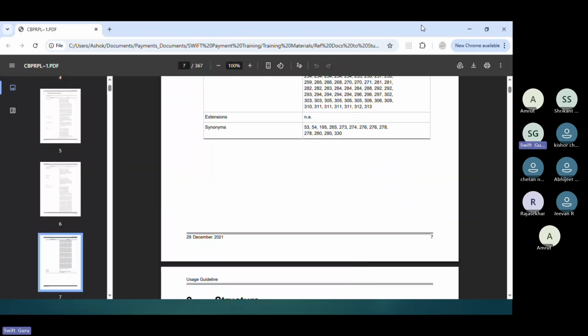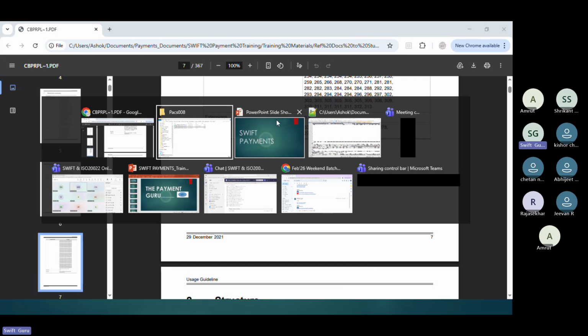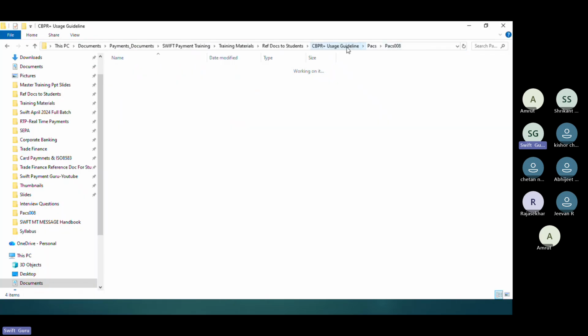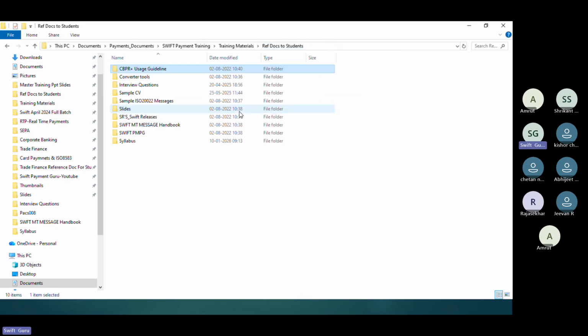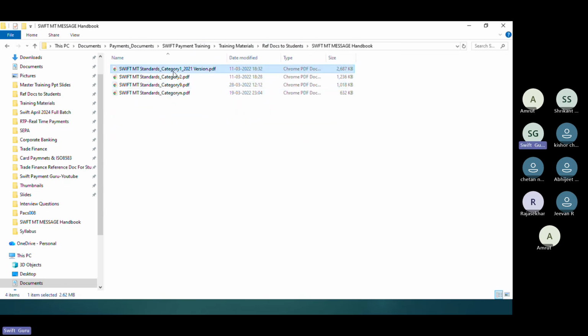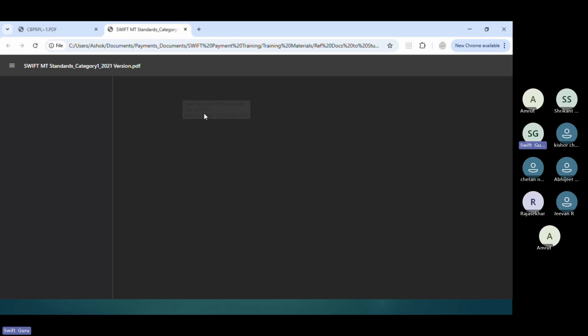How to learn about this documentation and all, right? Those things will cover it as part of this training. This is CPI plus, this is guideline. This is the bread and butter for those who are working on this ISO 20022 CPI plus site, the Swift site, as of now. Likewise, there is something called the Swift MT message standard handbook guidelines. From these MT messages is what they have migrated into ISO 20022.